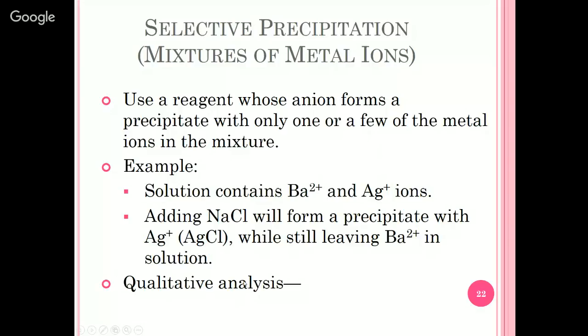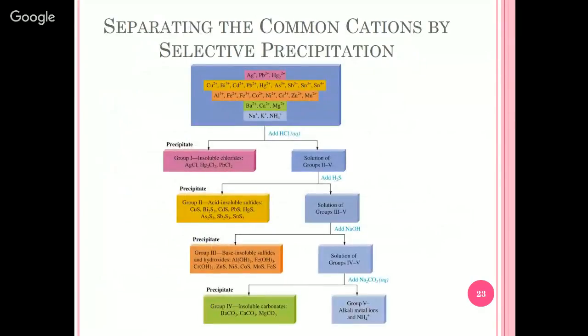So, qualitative analysis. We did an experiment last semester with qualitative analysis where we tried to identify the lead, the mercury, or the silver that was present in your solution. That is what qualitative analysis is. What is there? We don't care how much is there, just what is present. Amount, not important. Substances, what is it? That is important.